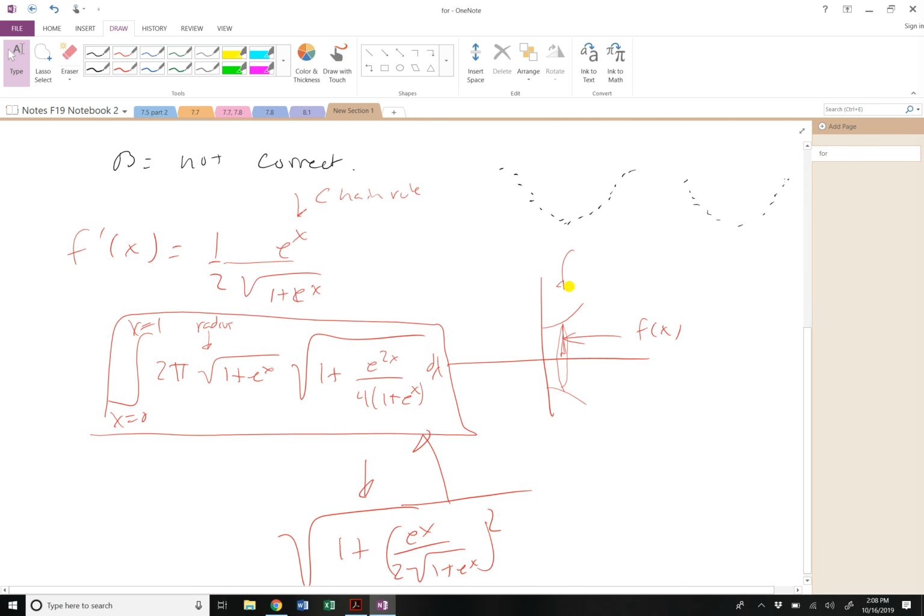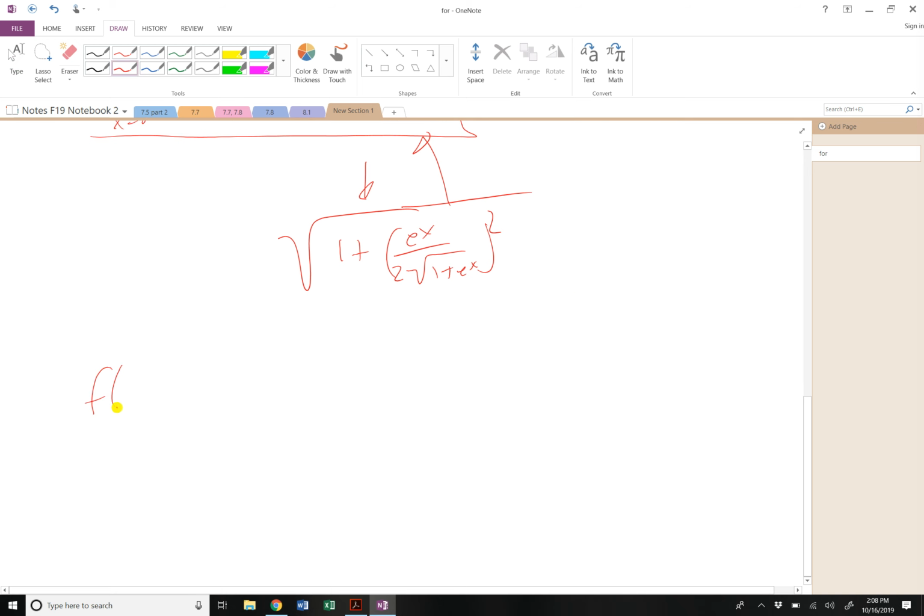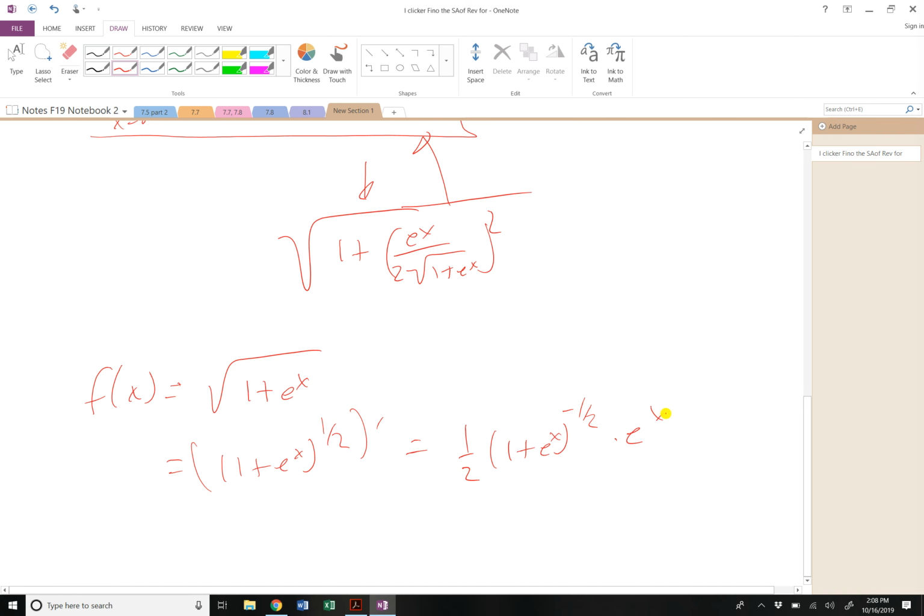Let me rewrite it again down here. So f of x equals the square root of 1 plus e to the x. I'm going to think about that as 1 plus e to the x to the 1/2. Right? And then you get the 1/2, and then it's 1 plus e to the x to the minus 1/2. That's what puts that square root in the denominator. And then the chain rule again, which is e to the x. Does that help? Okay, thanks.